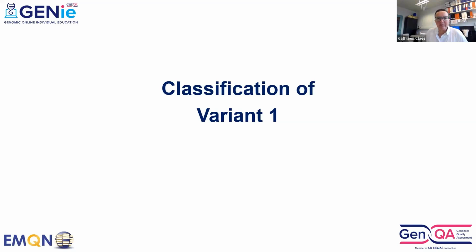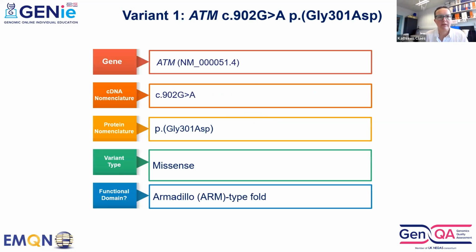Next slide, please. The first variant is a variant in ATM. It looks like it leads to a change in amino acids. So it's a change 902G>A, but actually this is the first nucleotide of exon 8. It is located in a functional domain, the armadillo ARM-type fold domain.